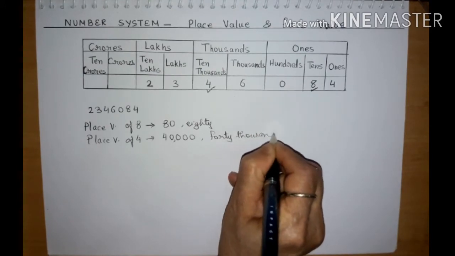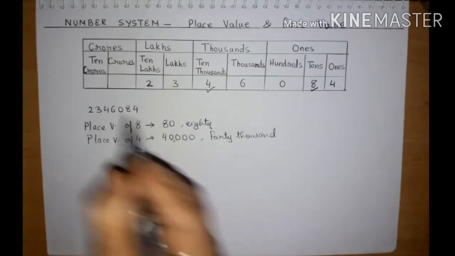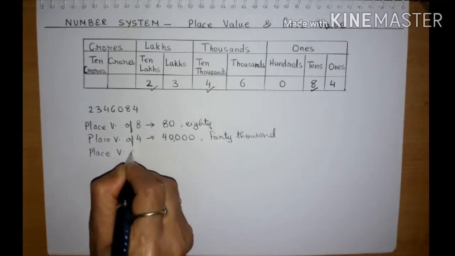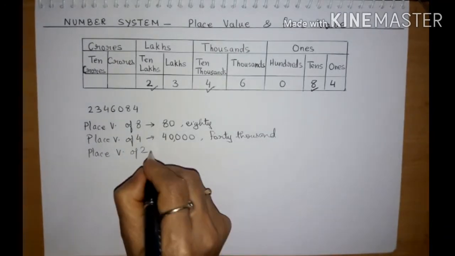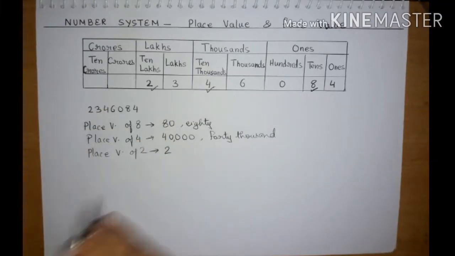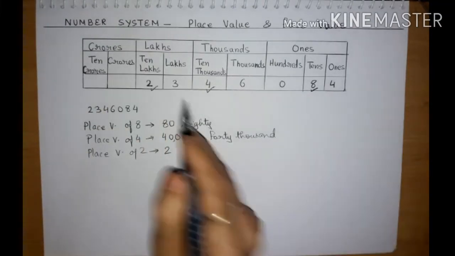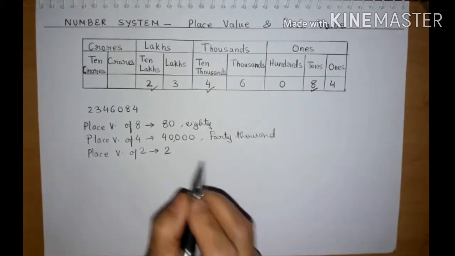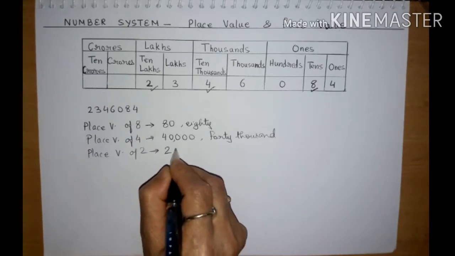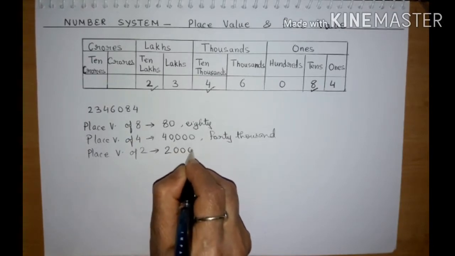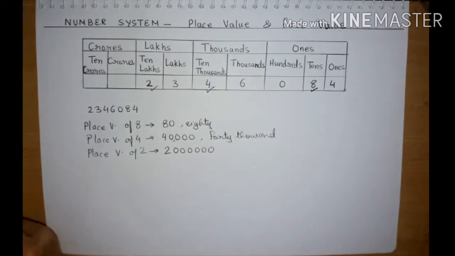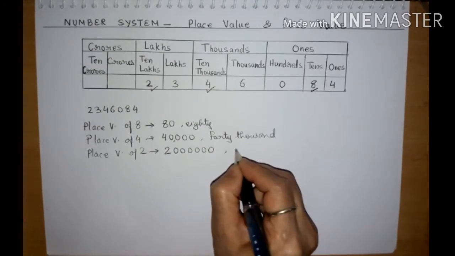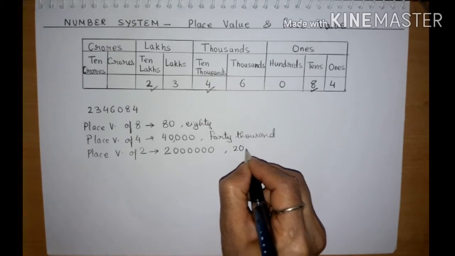Okay. Then let us take the example of this 2. Now the place value of 2, this is lying here, right? And how many digits are on its right? 1, 2, 3, 4, 5, 6. So the place value of this 2 will be 2 that we write here, and the number of zeros will be 1, 2, 3, 4, 5, 6. Okay, and if you want to speak it in words, then it will be 20 lakhs.